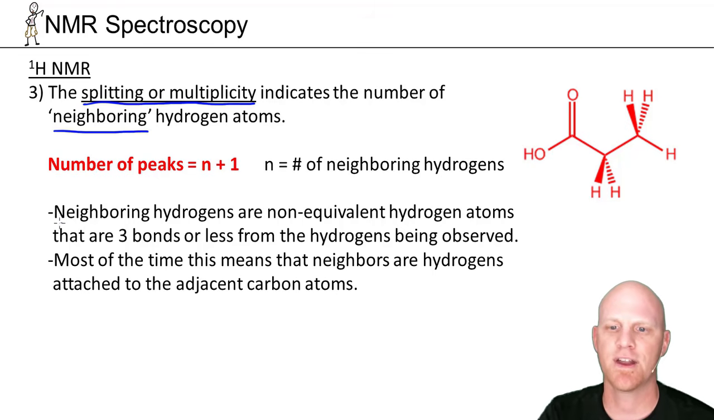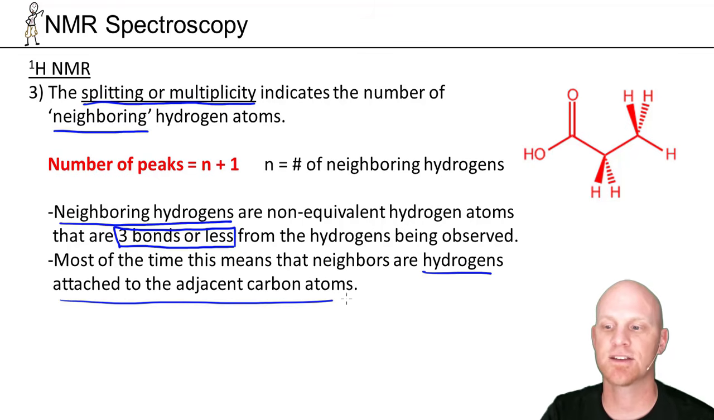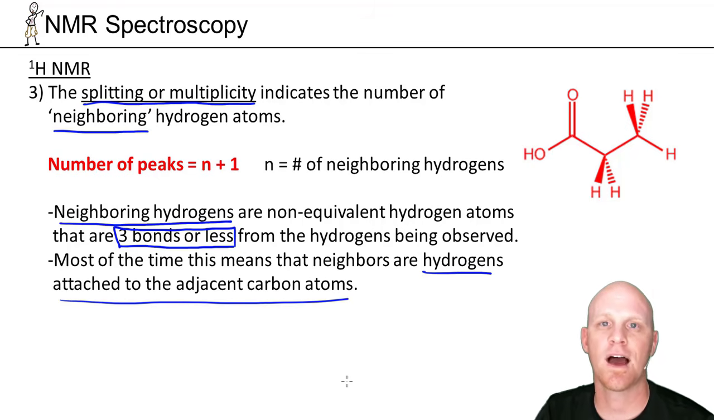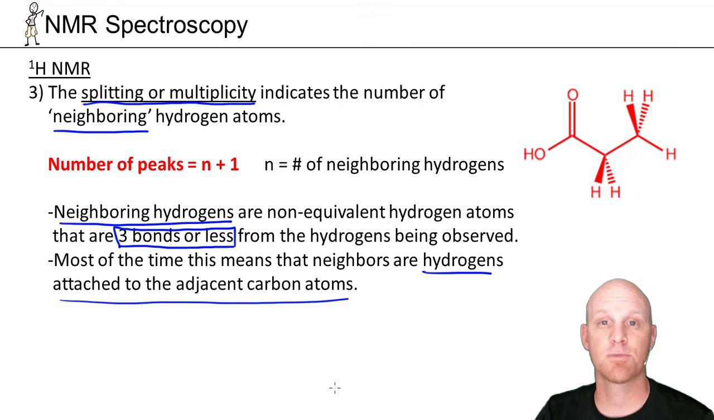Neighboring hydrogen atoms are non-equivalent hydrogen atoms that are 3 bonds or less. That's the important part here: 3 bonds or less from the hydrogen you're actually examining. Most of the time this means that the neighbors are hydrogens attached to the adjacent carbons. Hydrogens attached to the same carbon are actually 2 bonds away, but because they're typically equivalent in most cases, due to free rotation, they don't end up causing any splitting.